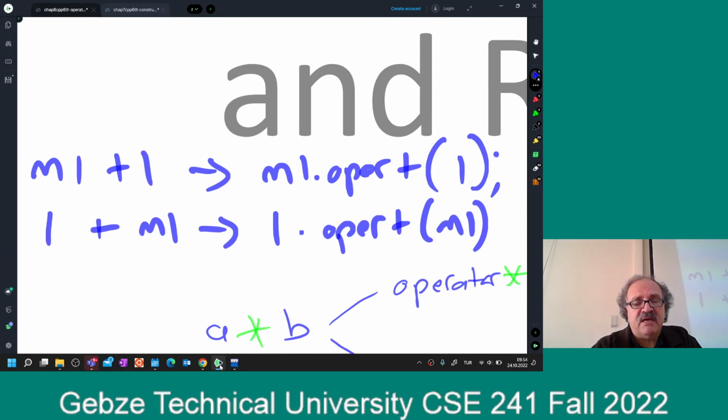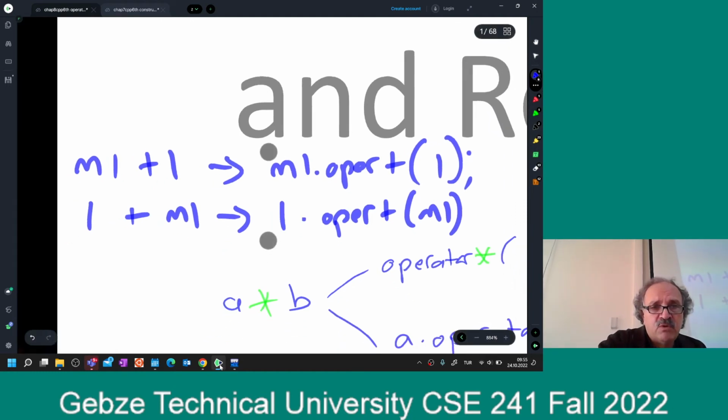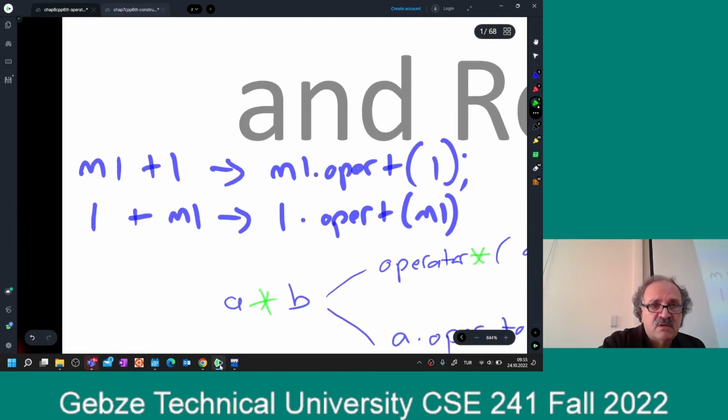I mean, then I need to go to the definition of the integer class and make a modification in the integer class, right? Do I have the source code for the integer class? No, I don't. Even if I have the source code, I cannot modify it. The integer is something standard, right? So how am I going to overload this one?